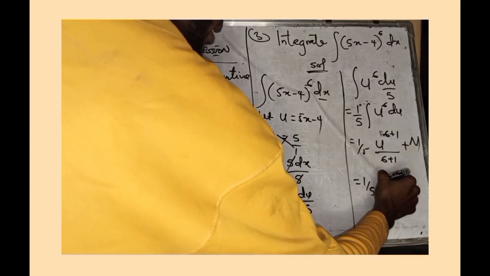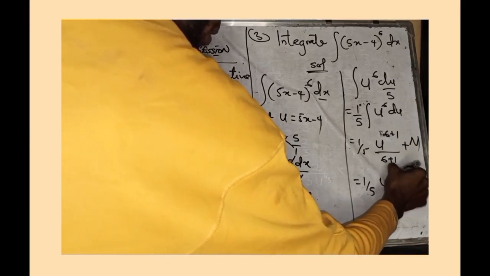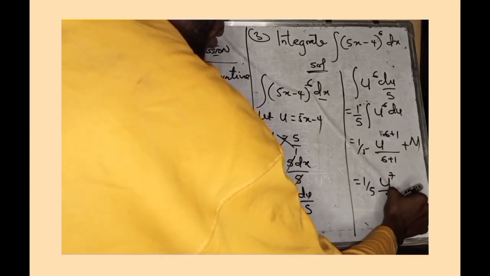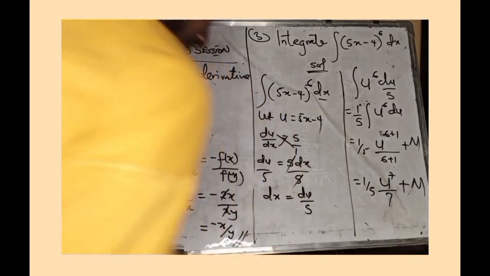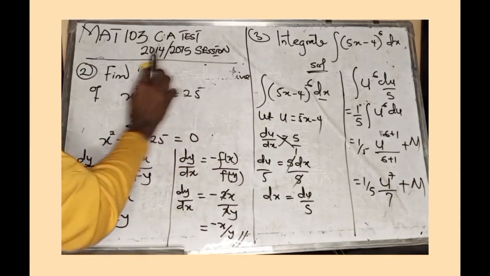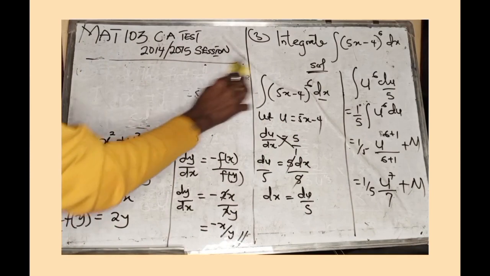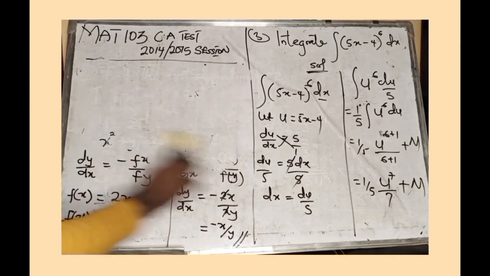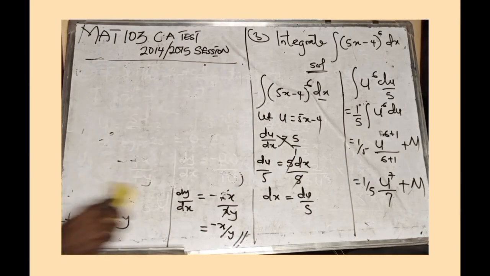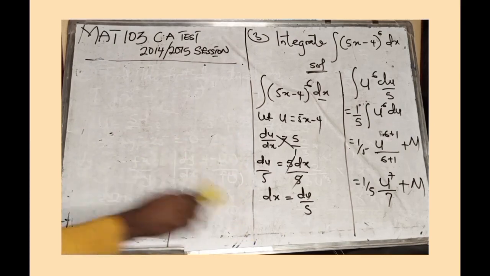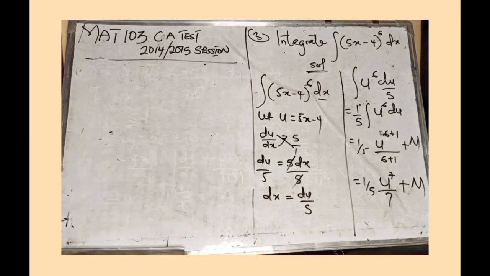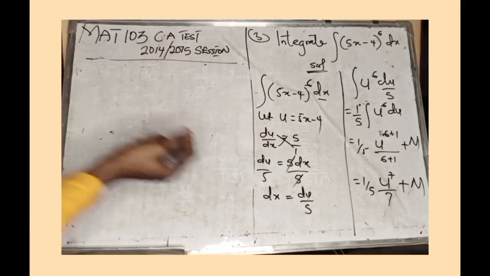Okay, then multiply by u power 7 all over 7 plus m being the constant. So let me clean this place. What I'm finding. Alright guys, now let's move on to this place. Okay, what I have next now.